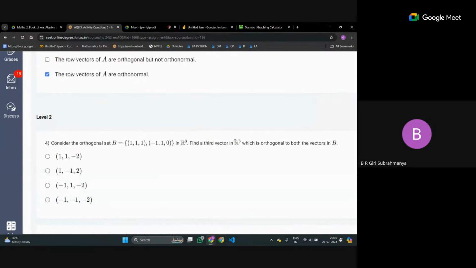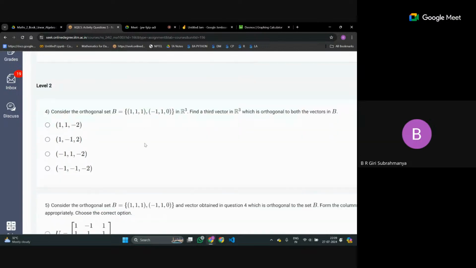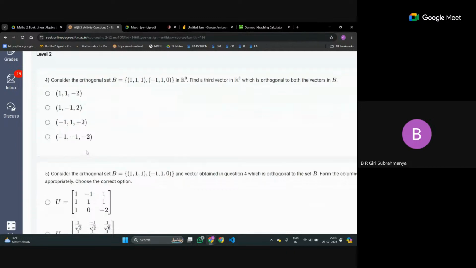For the fourth one, we have to find which vector is orthogonal to these two vectors. Okay, there's a set B. We have two vectors. Find the third vector which is orthogonal to both the vectors in B. We just have to multiply and look at the dot product. I hope this question is simple. Right? You can just find the dot product and see.